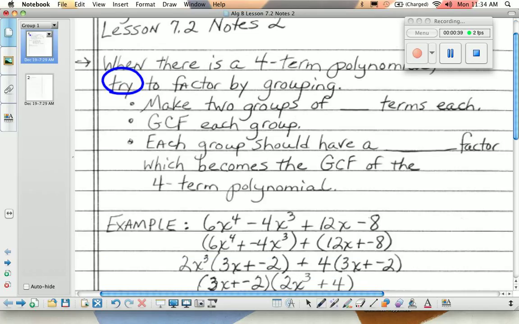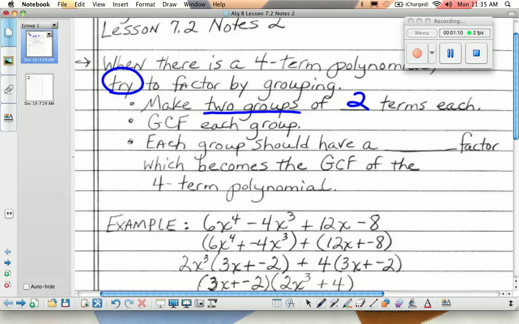So when we have a 4-term polynomial, we're going to make 2 groups of 2 terms each. Because if we have 2 groups with 2 terms in each, that should cover all 4 terms. Then, after we've made those groups, we're going to GCF each group. So we're going to find the greatest common factor of each group. They're kind of like separate of each other for a little bit. We're separating them out and saying, you have your own GCF, I have my own GCF. So we GCF each of those 2 groups.